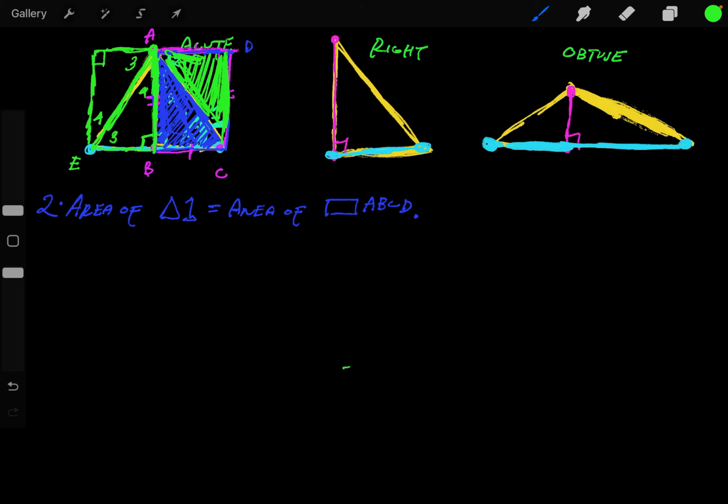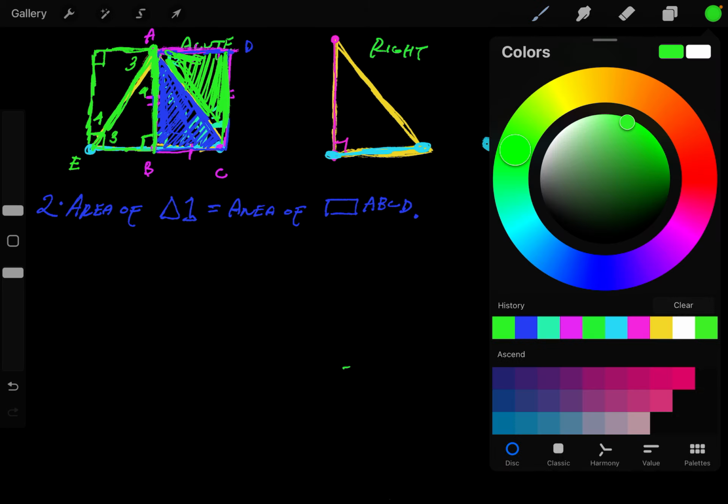That forces measure of 3 plus measure of 4 to being 90. So this is a 90 degree angle. And again, I have a rectangle here. So let's write that relationship.